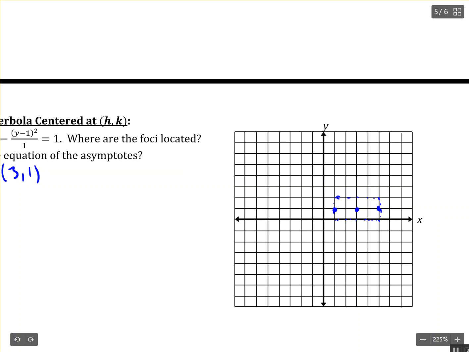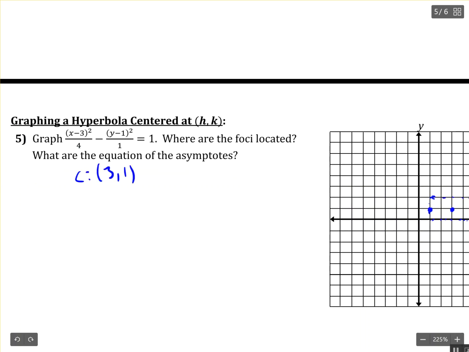And then I'm going to look at c squared. Maybe I should just write out center instead for this, just so we don't confuse it here. So c squared is equal to 4 plus 1, so c is equal to square root of 5 again.